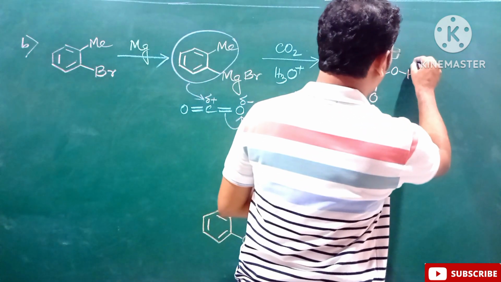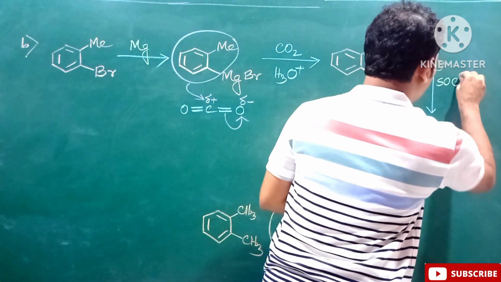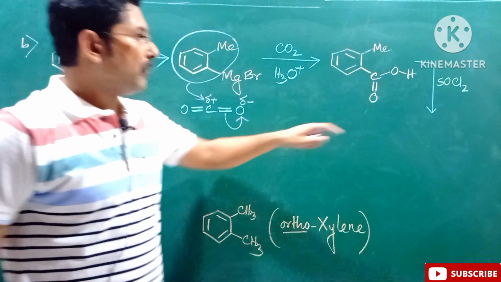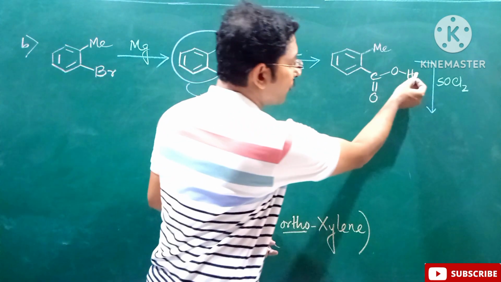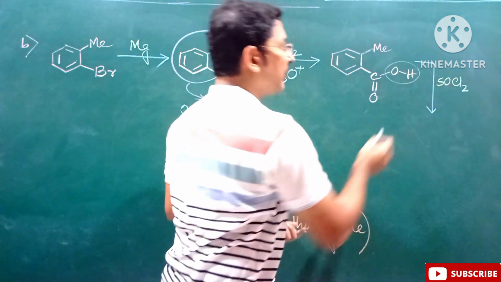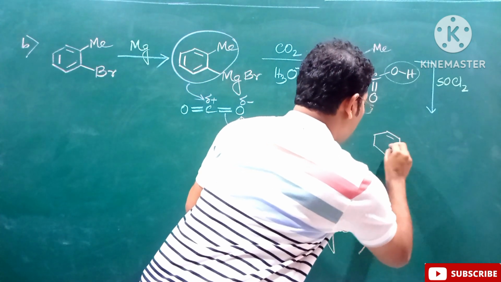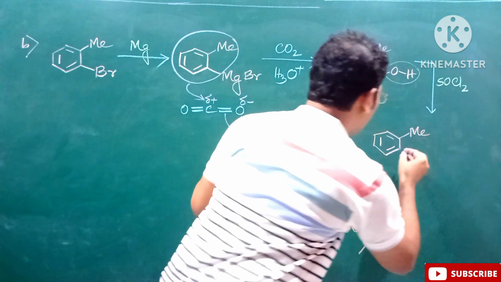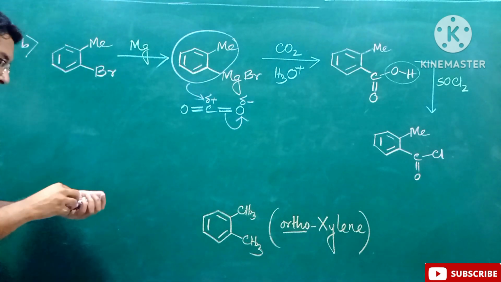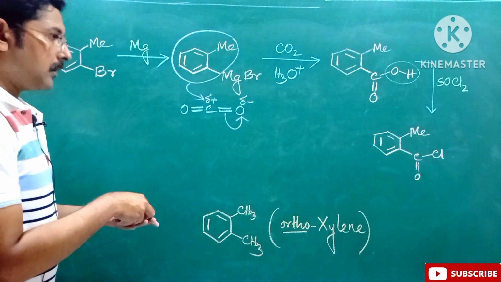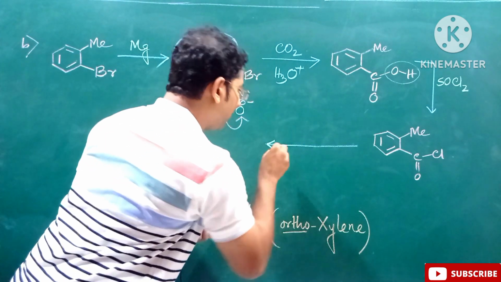Now this molecule will be treated with SOCl2, that is thionyl chloride, and SOCl2 will convert this COOH into COCl. That is, this OH group will be converted into Cl, right? So the product will be this one: methyl, and this one is COCl, right? Now the given reagent is hydrogen, palladium, barium sulfate.